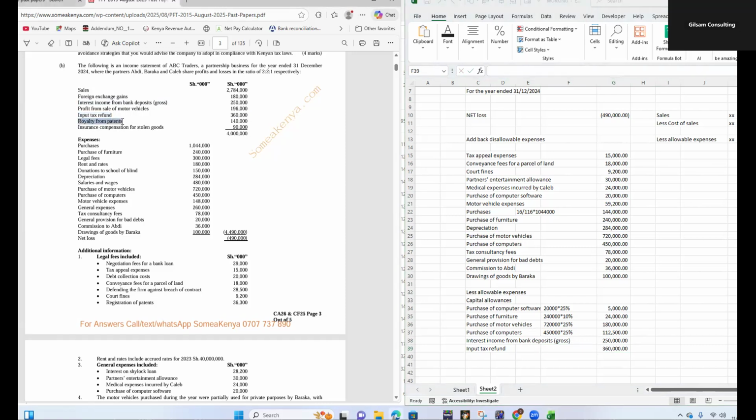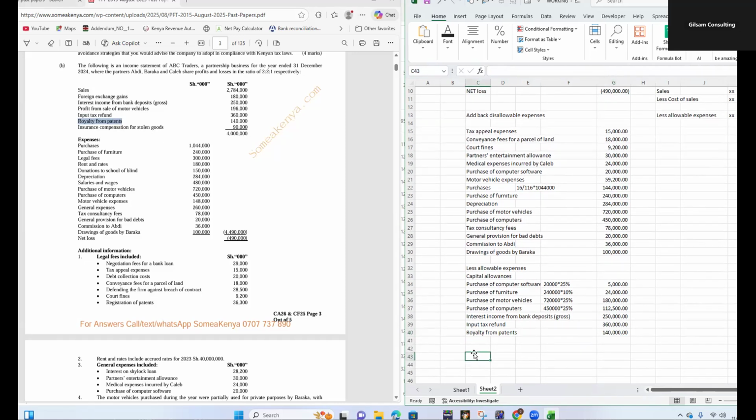Royalties from patent. Patent also is a specified source. Maybe they have leased their patent to other traders, like Safaricom. Most of the businesses use the Safaricom franchise. So we subtract that one. Insurance compensation, that is okay.